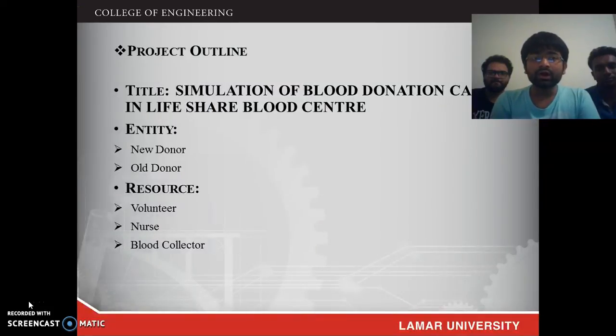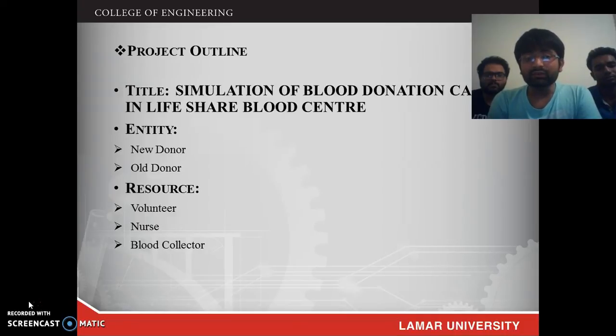Now, our project title is Simulation of Blood Donation Camp in Live Share Blood Bank, which is located at the Beaumont. In our simulation model, there are two types of entities and three types of resources. The entities are the new donor and the old donor. The resources are the volunteer, nurse, and the blood collector.